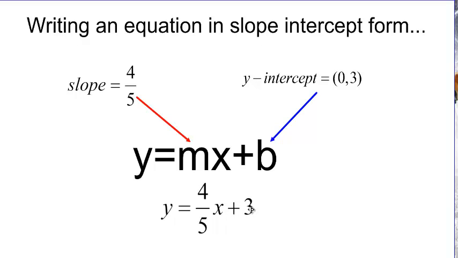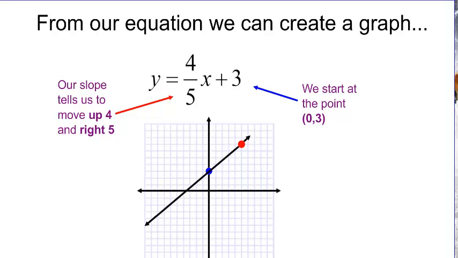Now, once we have our equation, the next thing we want to know is how do we create a graph? Well, like I said, our slope tells us that we're going to move up 4 and right 5, and our y-intercept tells us we start at the point (0, 3). If you look at the graph below, you can see that the blue point represents our y-intercept, over 0, up 3. And our slope tells us that from here we need to move up 1, 2, 3, 4, and to the right 1, 2, 3, 4, 5. Then we simply connect the points with a straight line with arrows on either end, and we have our graph of our linear equation in slope-intercept form.